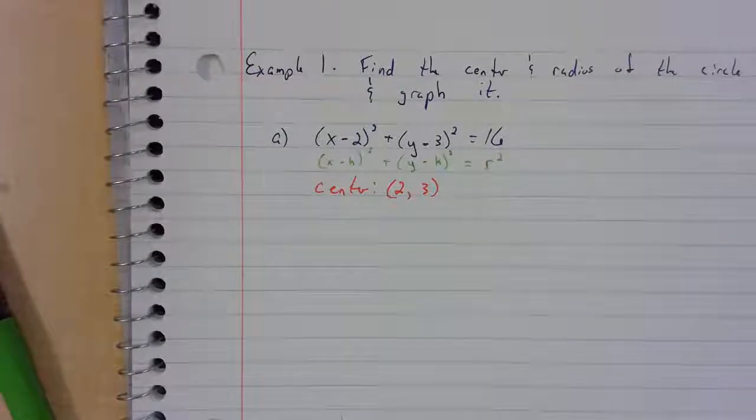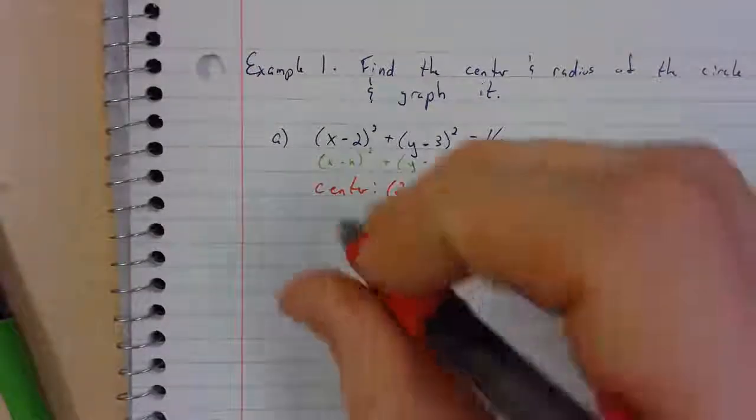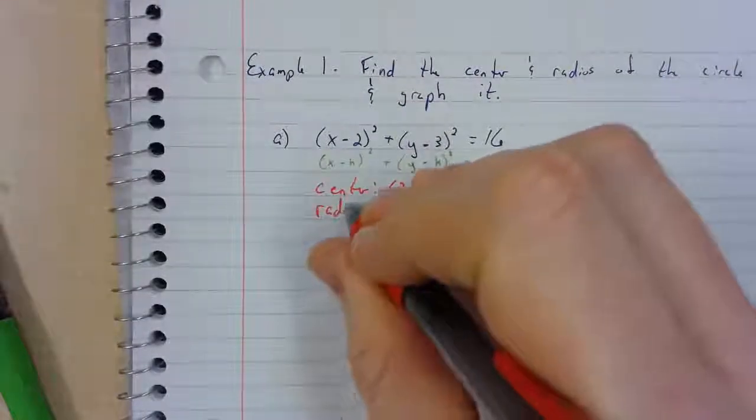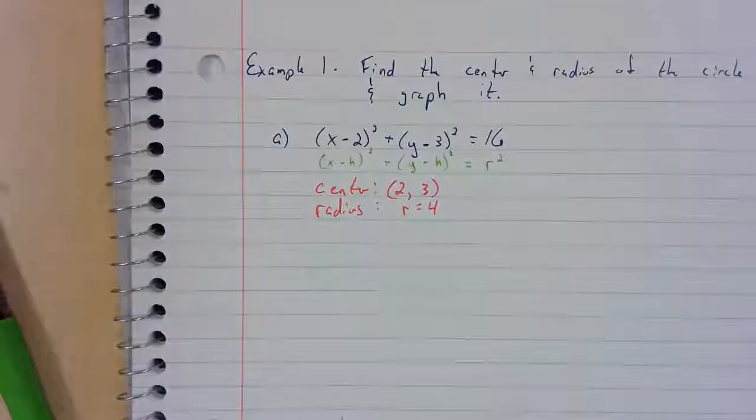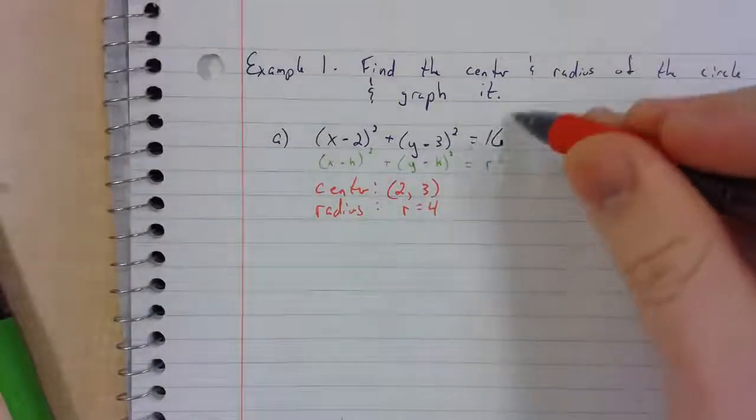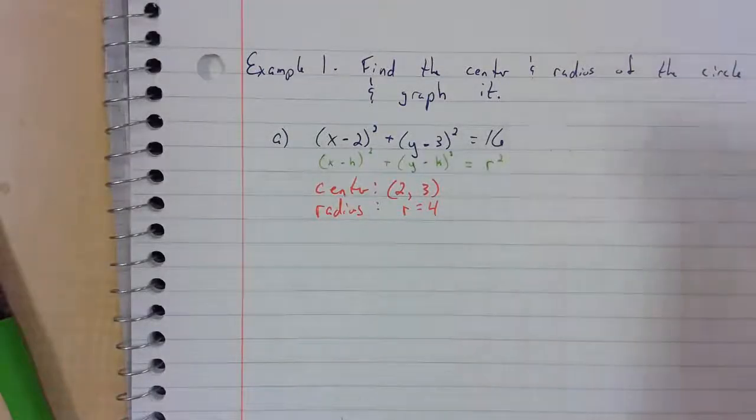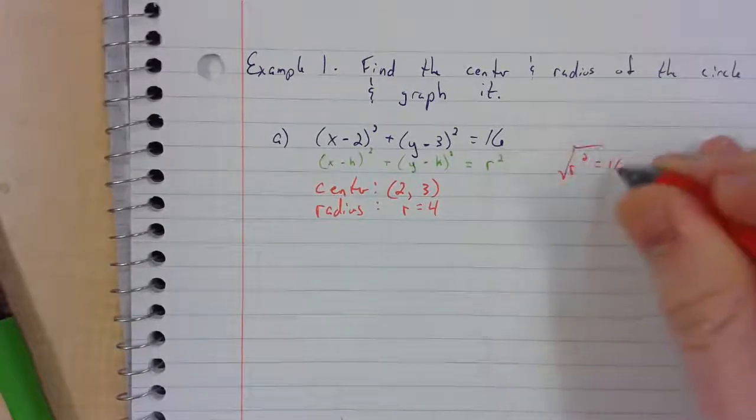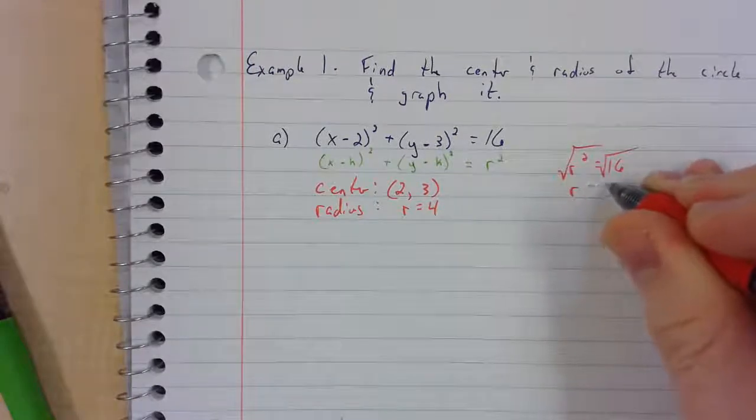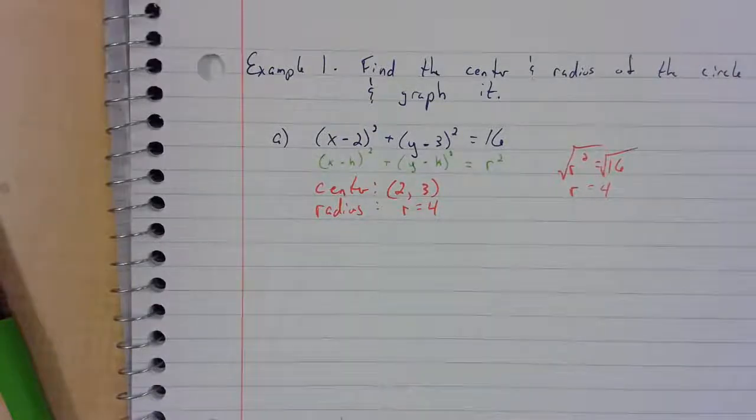All right? Now the last part, r squared equals 16. If r squared equals 16, what is my radius going to be? Very good. R equals 4. All right? Take a look over here. What does it say r squared is? Yeah, so if r squared equals 16, I take the square root of each side, r equals 4.